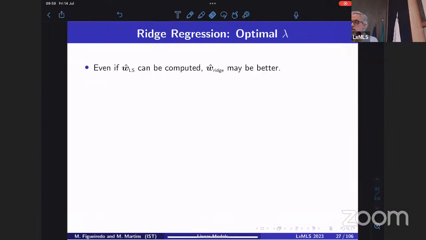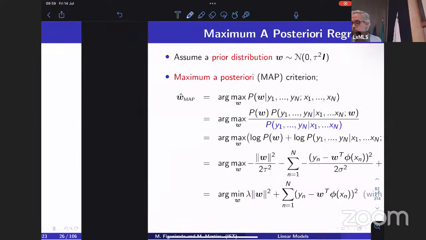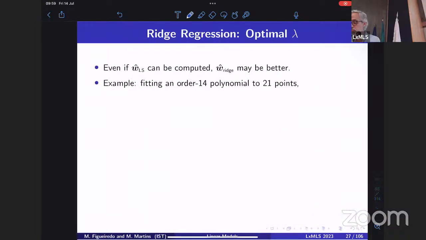Now, this motivation is nice. We have this problem: what happens if X transpose X is not invertible? Well, we need to add this term here to make sure that this matrix is now invertible. Notice that what this does is, after you compute X transpose X, you add lambda to all the elements of the diagonal to make sure that the matrix is invertible. And you may say, oh, but if it's invertible, I don't need it, right? I'll just use it if it's not invertible. It turns out that's not the case. Even if the least squares solution can be computed, the regularized version may be better.